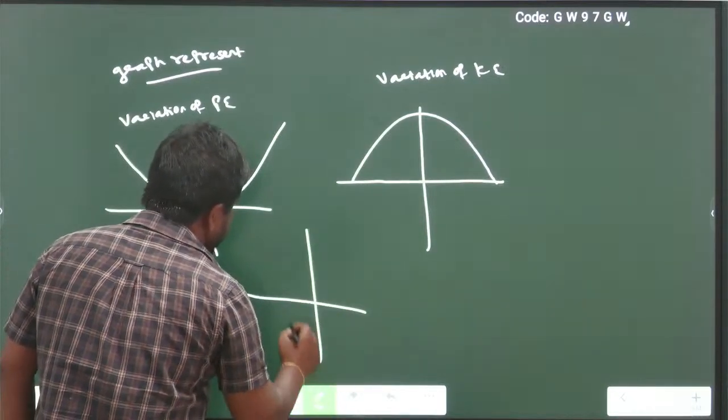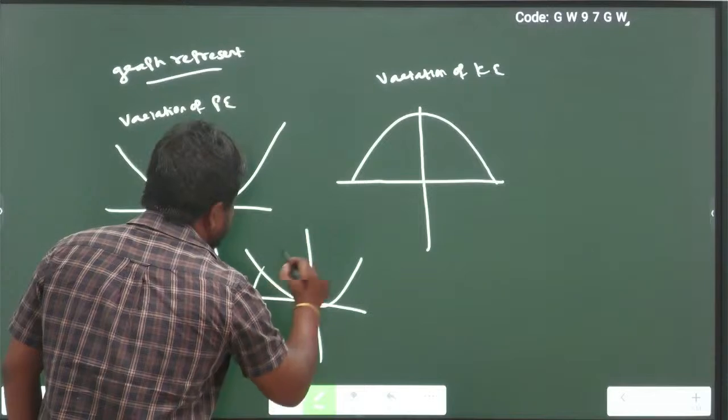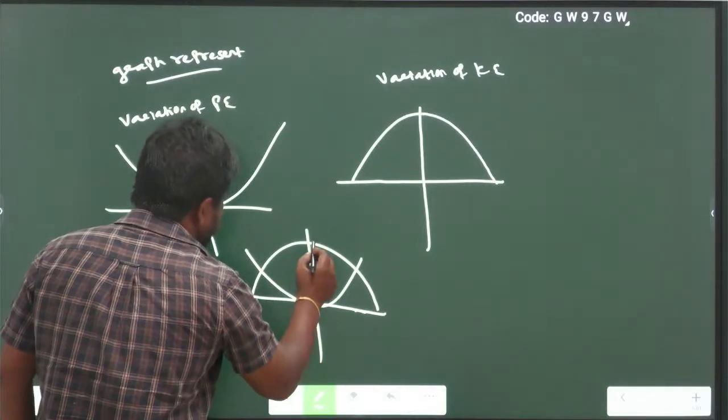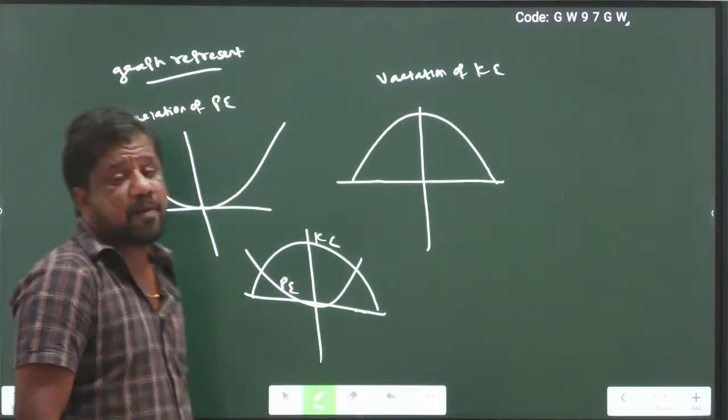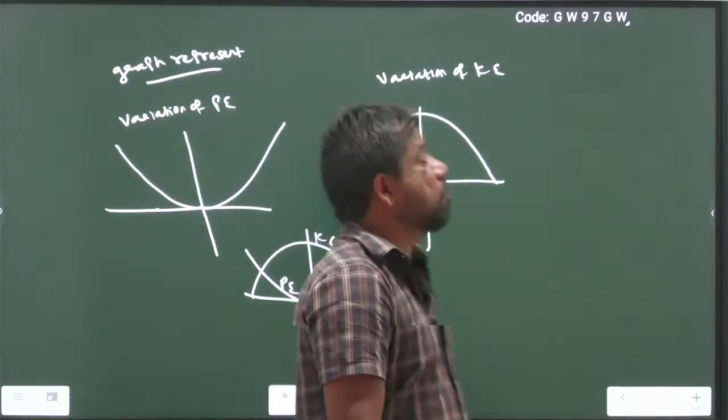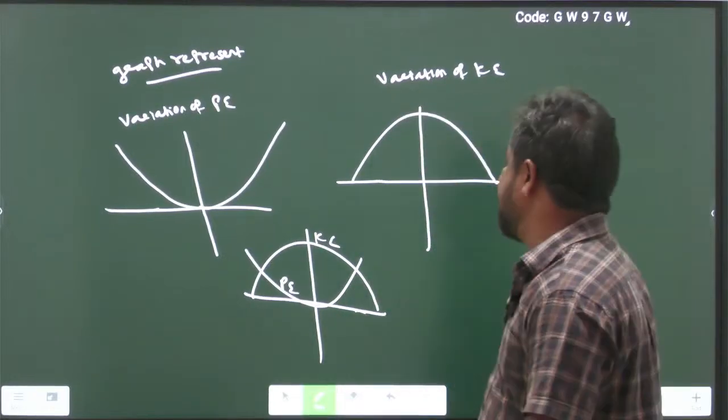Sometimes some examiners will show the two graphs in a single figure like this. They will ask, this is the variation of what? Kinetic energy. This is the variation of what? Potential energy. Sometimes the representation may be in this way also. This is about the graph representation.